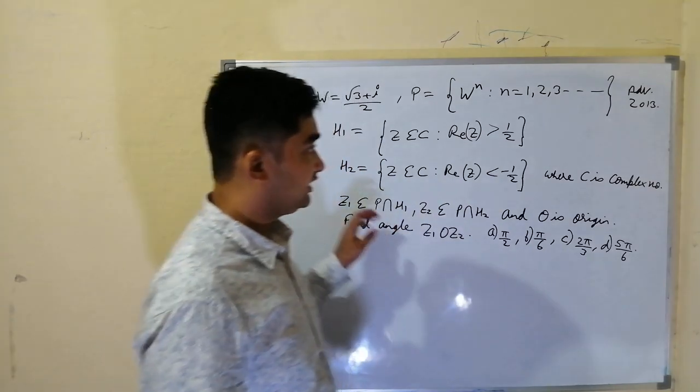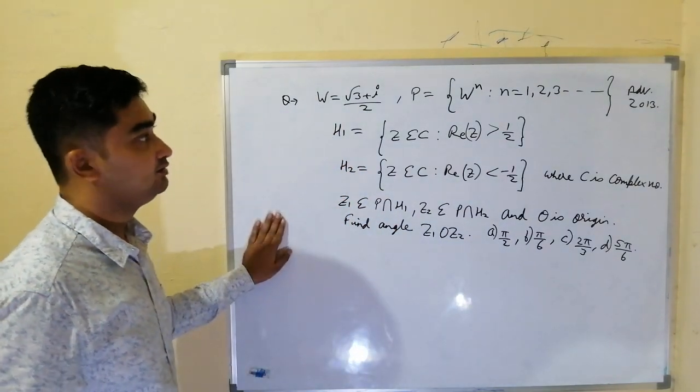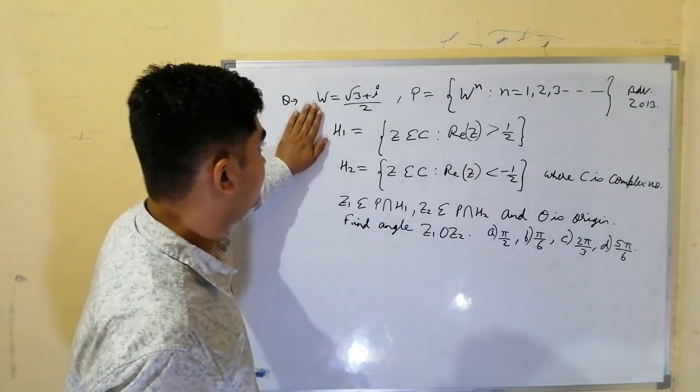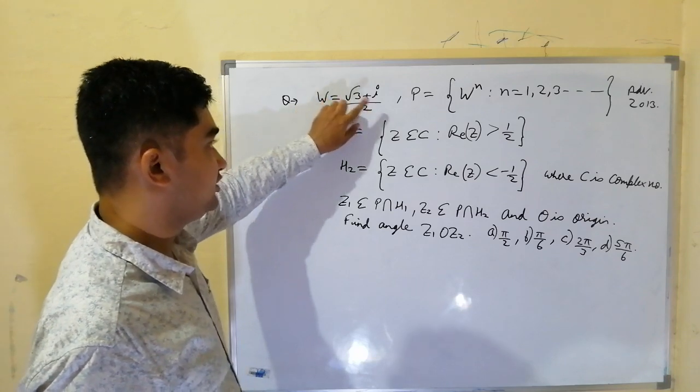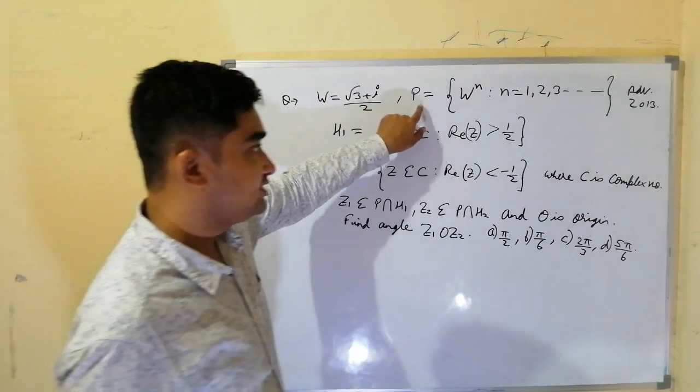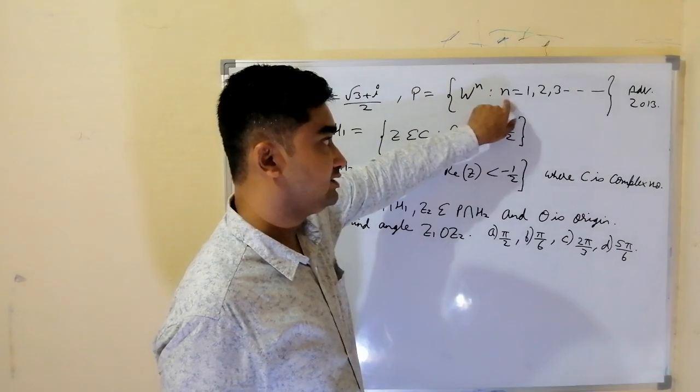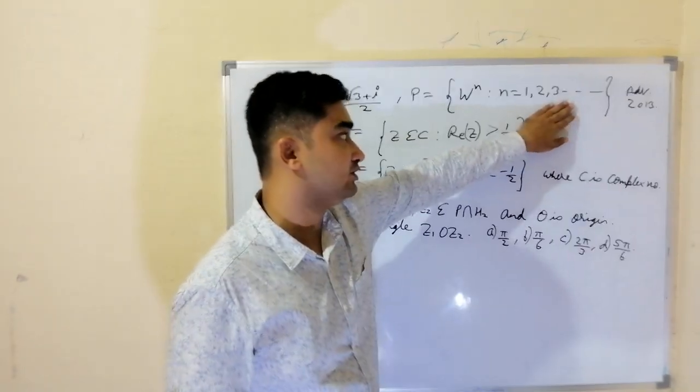Now the next problem is from IIT Advanced 2013. I have written it on the blackboard. It is given that W is root 3 plus iota by 2. P is defined as W power n, where n is a natural number greater than 1.